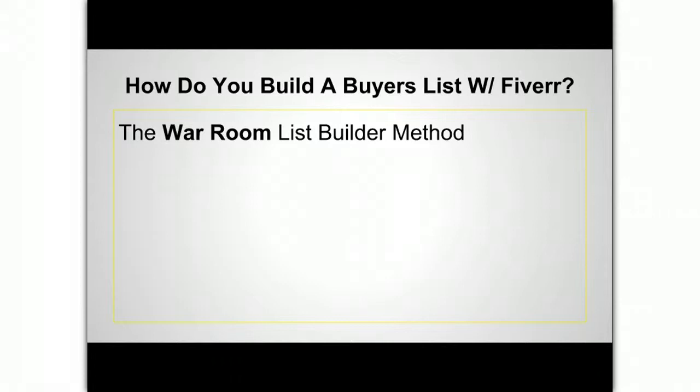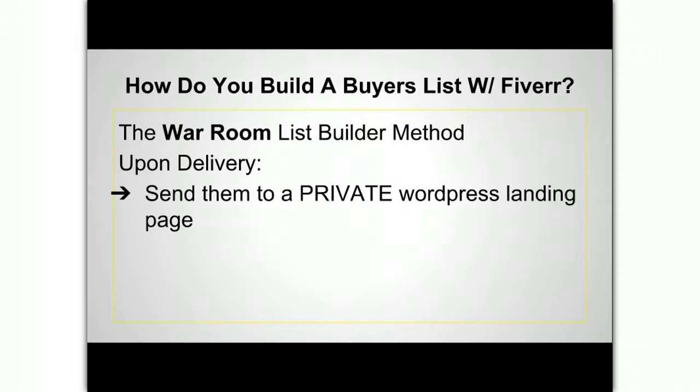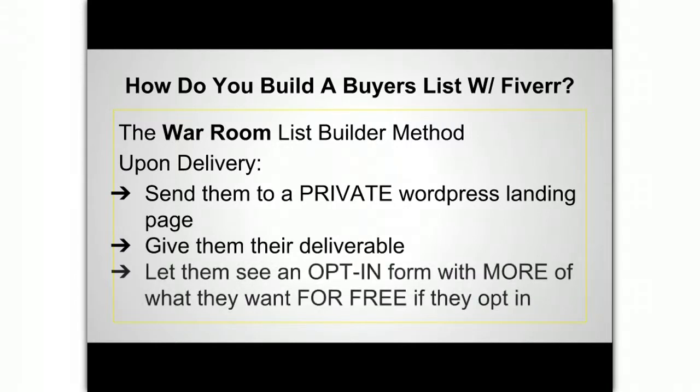I got this method by using the War Room, which is something that inspired me that you can find on the Warrior Forum. Okay, it's the War Room list builder method. It's essentially all you're going to use. Basically, you're going to figure out a way to sell some kind of information, okay? And upon delivery, you're going to send them to a private WordPress landing page, okay? Give them whatever it is that they paid for, but then let them see an opt-in form with more of what they want for free if they opt in. So you can make this into a course, or you can give them more free information, you can expound on whatever it is that you're giving them.